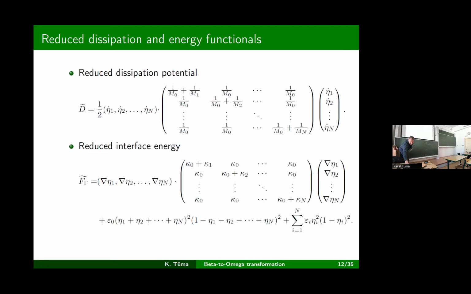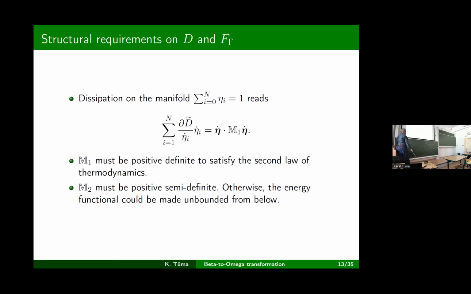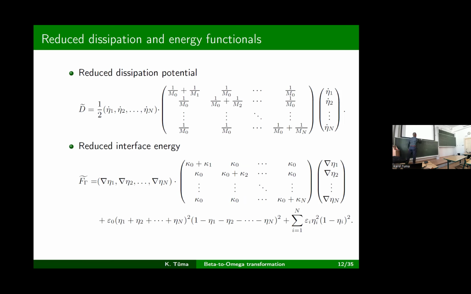So now we have some physical constraints. The first physical constraint is that we want the second law of thermodynamics to be satisfied, meaning that the dissipation, which we can compute from the dissipation potential, since our dissipation potential was quadratic, is just the dissipation potential multiplied by 2. We want that the dissipation is always non-negative for all possible inputs. This means that the matrix, we call it here M1, has to be positive definite.